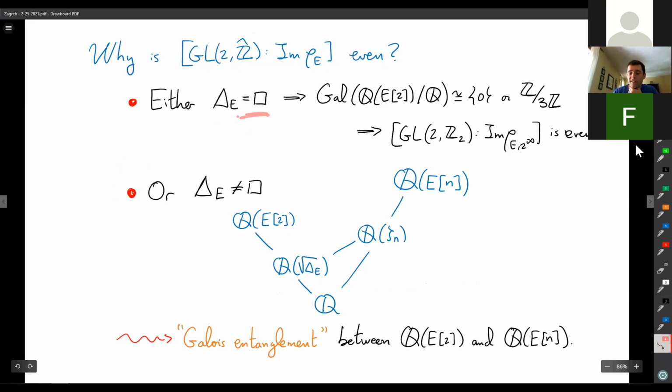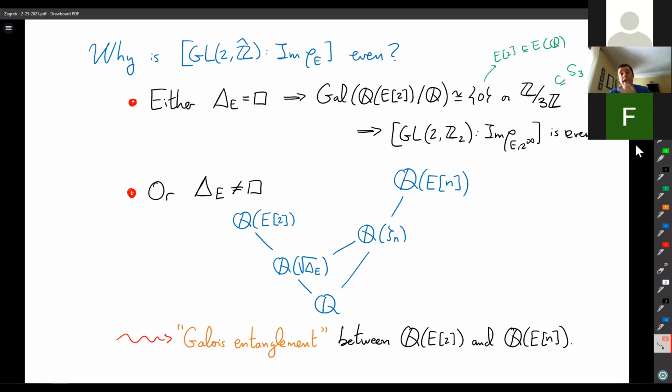and if the discriminant is a square, then the mod 2 representation is already too small. It's either trivial, in which case all the 2-torsion is defined over Q, so the entire 2-torsion is rational, or the Galois group is Z mod 3, it's abelian. That is far from being all of S3, which would be the entire GL2 of Z mod 2.